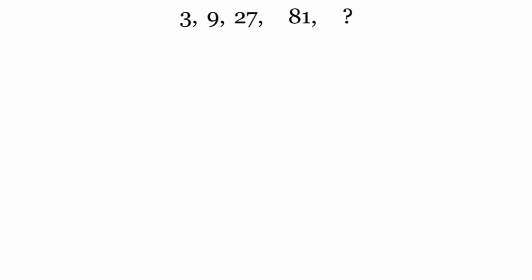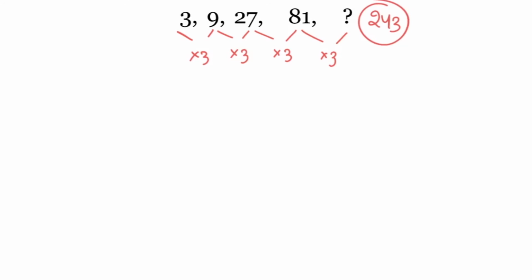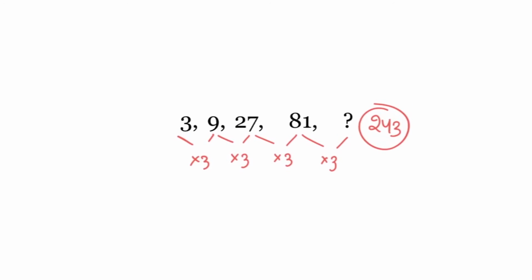3, 9, 27, 81, and identify the next term. 3 into 3 is 9. 9 into 3 is 27. 27 into 3 is 81. Next term, 81 into 3, 243, is the missing term. Answer is 243.